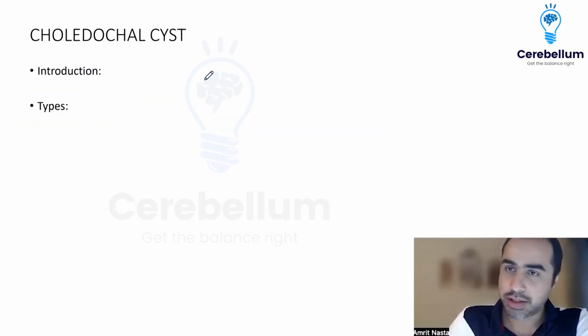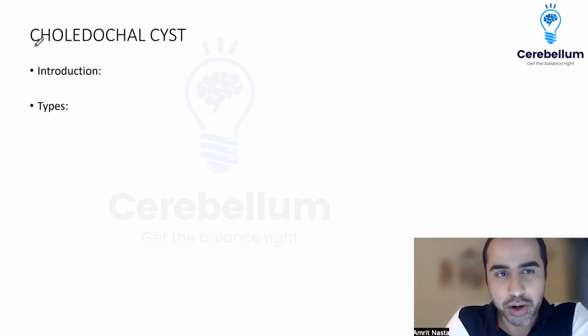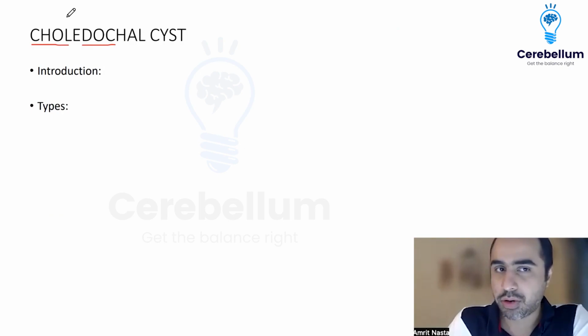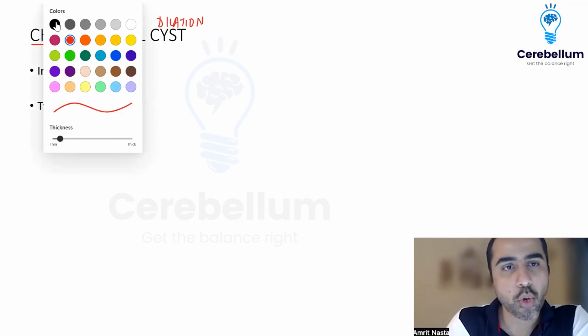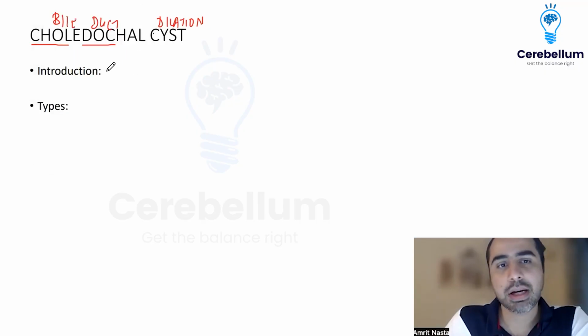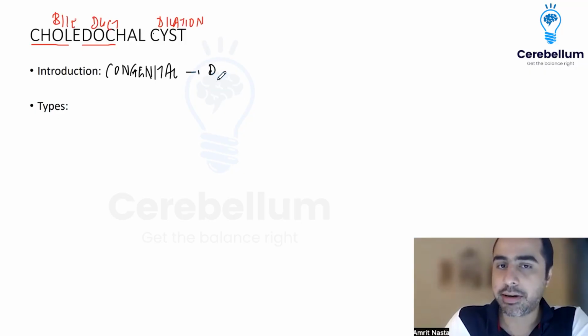Okay, now let's come to choledochal cyst. I told you what is the meaning of chole. Chole means bile, doco means duct. So choledochal means bile duct. Cyst means dilation, simply put, dilation. So choledochal cyst simply means congenital bile duct dilation. So some part of the bile duct is congenitally dilated.